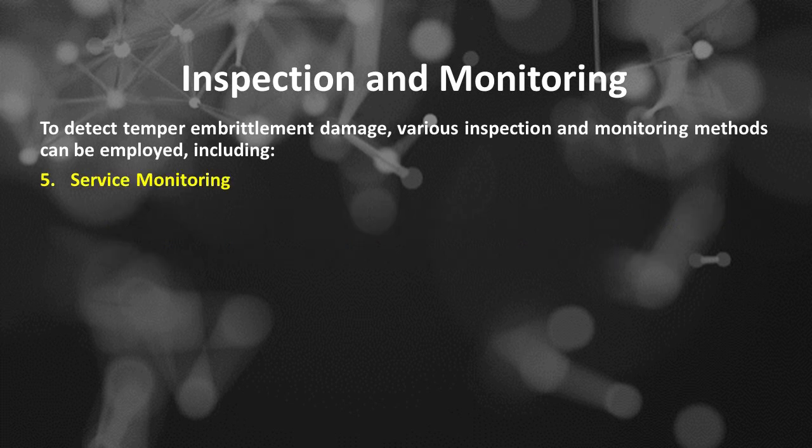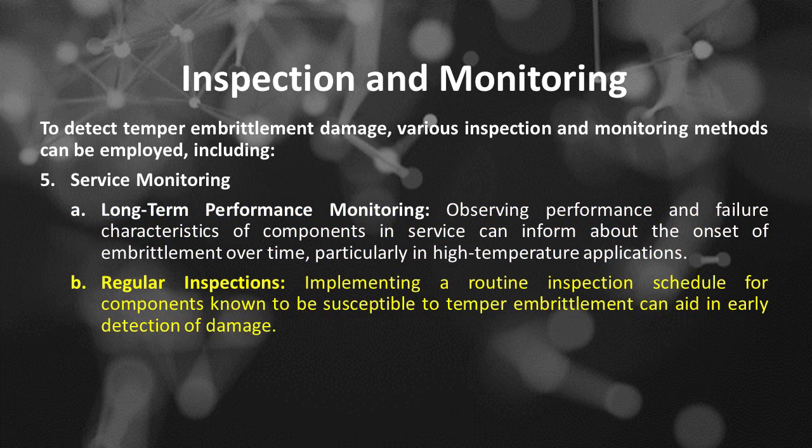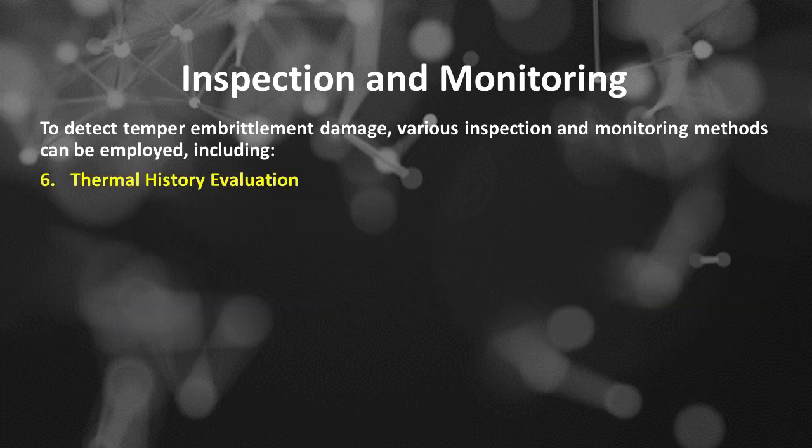Number 5 is service monitoring. The first of service monitoring, long-term performance monitoring. Observing performance and failure characteristics of components in service can inform about the onset of embrittlement over time, particularly in high-temperature applications. The second of service monitoring is regular inspections. Implementing a routine inspection schedule for components known to be susceptible to temper embrittlement can aid in early detection of damage.